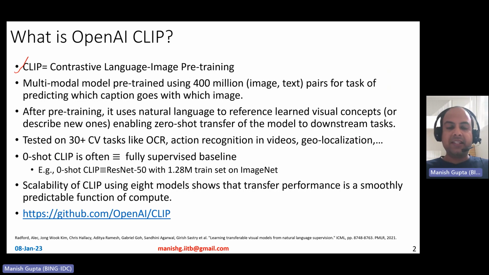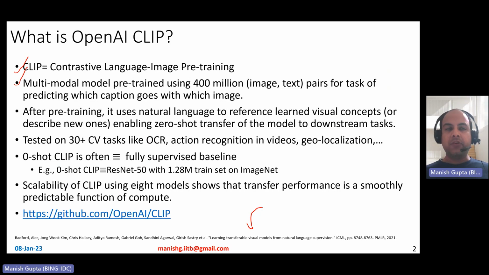It uses contrastive loss. It does a multimodal language image pre-training. Therefore, it's a multimodal model and it has been pre-trained on a special data set that these guys create using 400 million image comma text pairs. Specifically, the task that is used for pre-training is to predict which caption goes with which image, as simple as that. After the pre-training is done, they actually leverage the clip model in a zero-shot setting by using natural language to reference learned visual concepts or also to describe new ones.